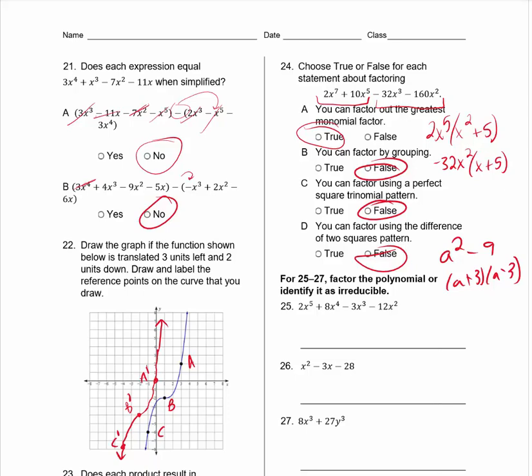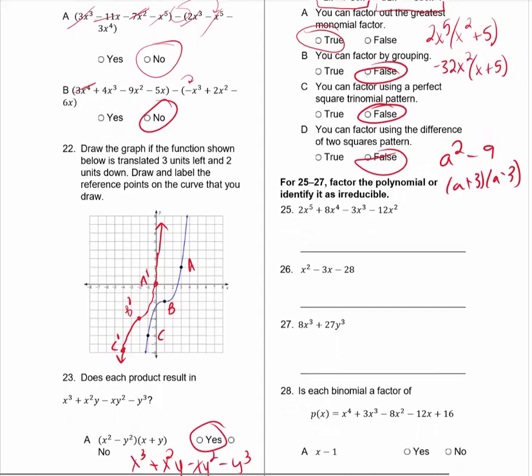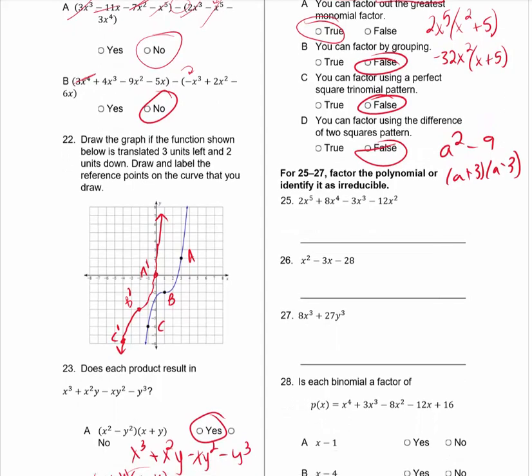For 25 through 27, factor the polynomial or identify it as irreducible. Irreducible is a fancy word for not factorable. So if you have 4 terms, then you're probably factoring by grouping. Check for a greatest common factor first. There's not one.